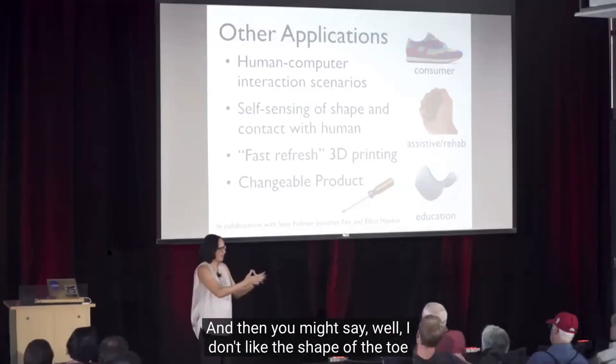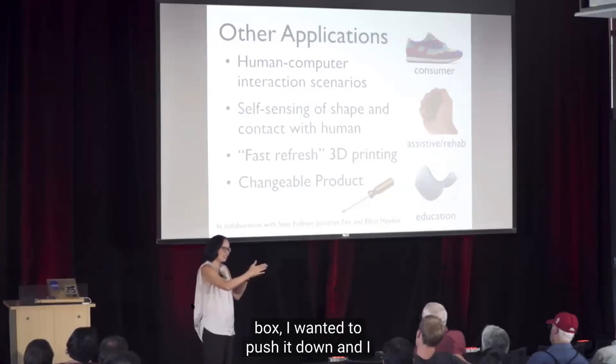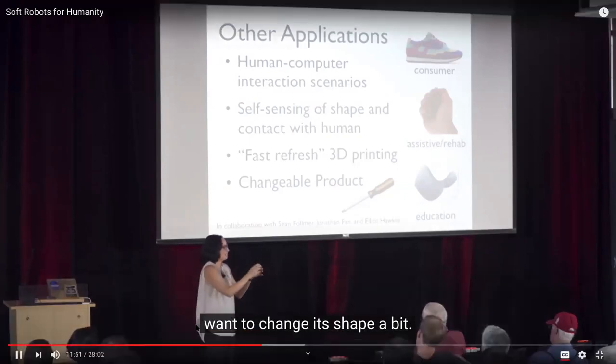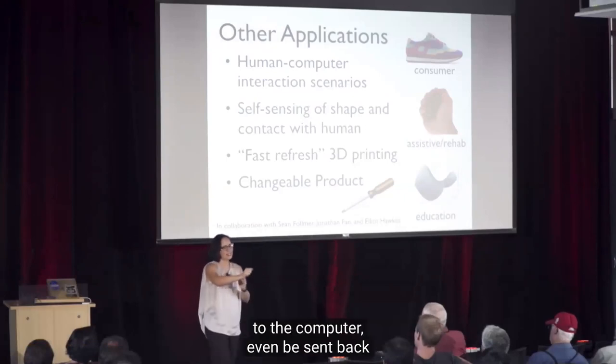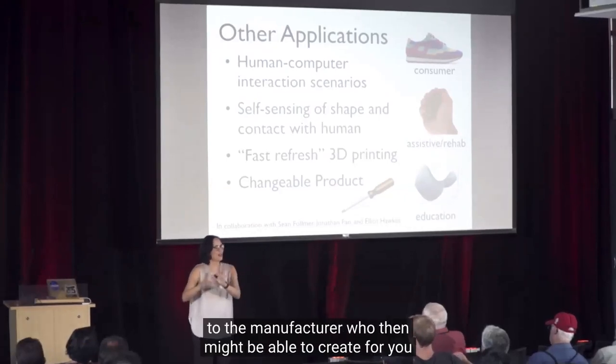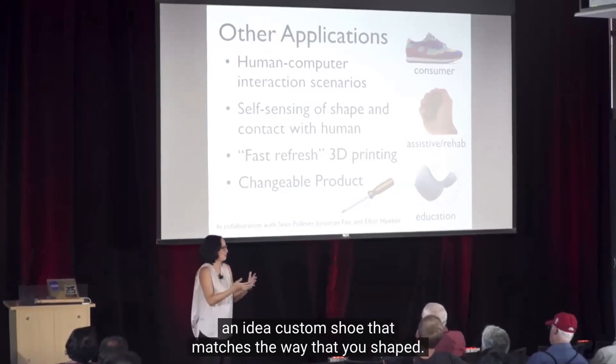And then you might say, well, I don't like the shape of the toe box. I want to push it down, and I want to change its shape a bit. Well, that manipulation could then be recorded, sent back to the computer, even be sent back to the manufacturer, who then might be able to create for you an ideal custom shoe that matches the way that you shaped it.